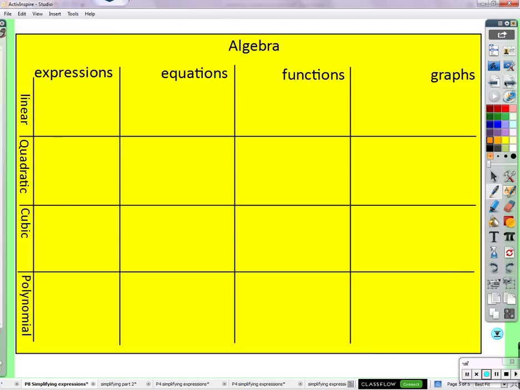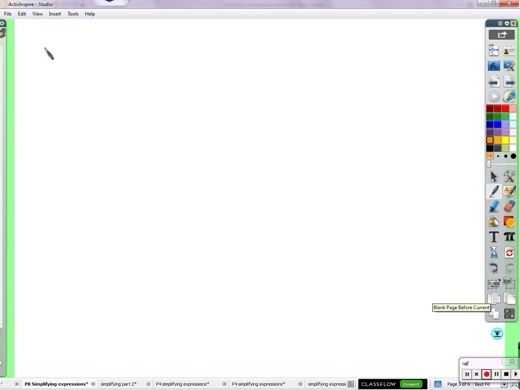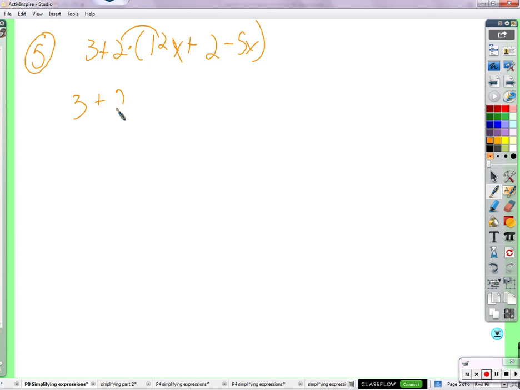Let's do number 5 now. 3 plus 2 times 12x plus 2 minus 5x. You can approach this first step one of two ways. I could distribute the 2. I'm not going to add 3 plus 2 and get 5 because 2 is being multiplied, so that definitely comes first. So I can distribute the 2 and get 2 times 12x is 24x. 2 times 2 is 4. 2 times negative 5x is negative 10x. And I think that was the end of it, right? And then combine like terms. 3 plus 4 is 7. 24x minus 10x is a positive 14x.